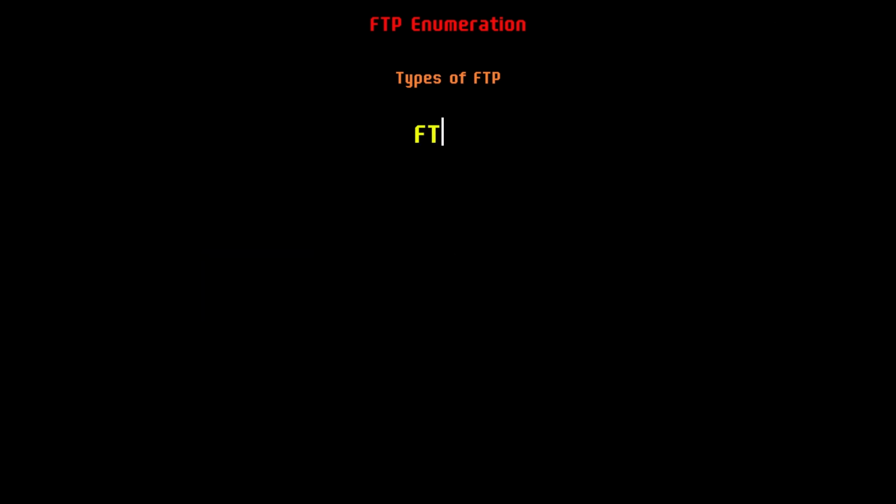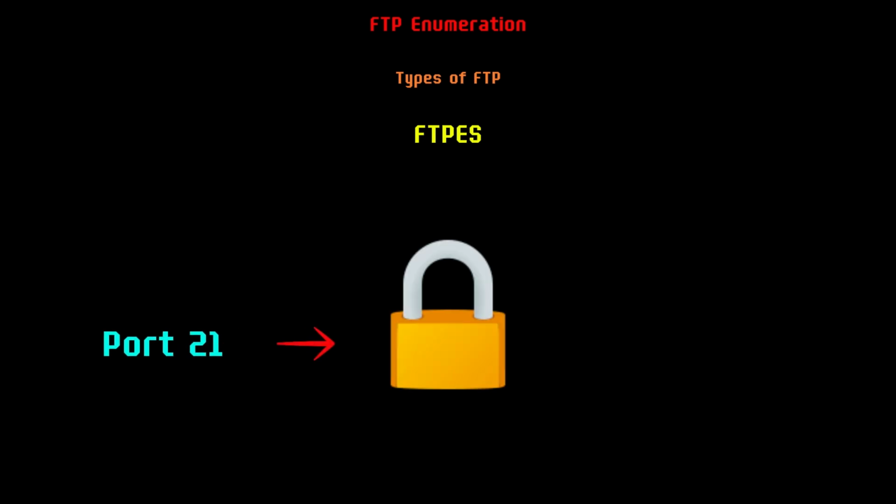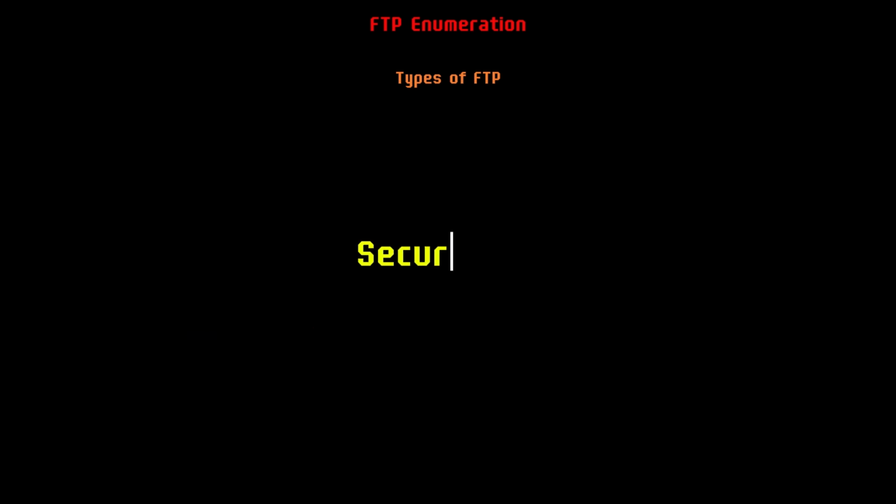Another type of FTP is FTP over Explicit SSL or TLS. This type of FTP helps by upgrading the FTP connection from port 21 to an encrypted connection. Secure FTP, or SFTP, is not an FTP protocol, but a subset of the Secure Shell protocol, as it works on port 22.